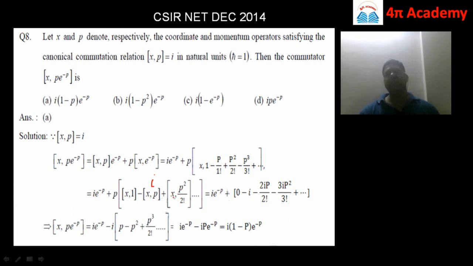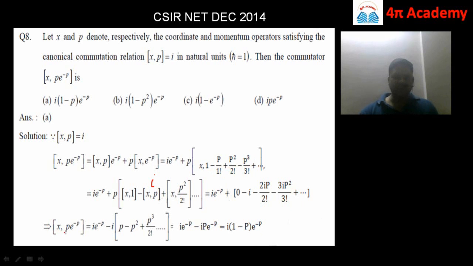Here we apply the property of [a, b squared]. So [x, p squared] will be equal to 2 times p into the commutation of x and p. The commutation of x and p is i, upon 2 factorial. So that will be equal to minus 2 times i into p upon 2 factorial, minus this minus sign, then it is 3 into p squared into the commutation of x and p, that is i upon 3 factorial, and so on.